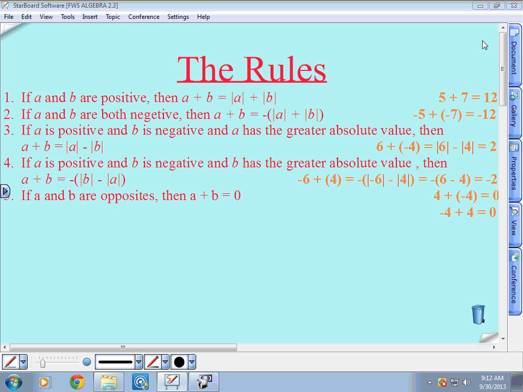Okay. Where it gets a little more confusing, where you're going to need to practice because you're going to get a little confused until you do a bunch of these, is when you're adding negative numbers and positive numbers together. Okay?